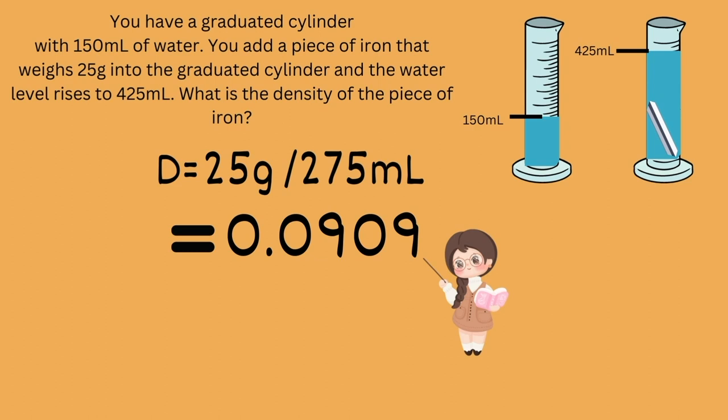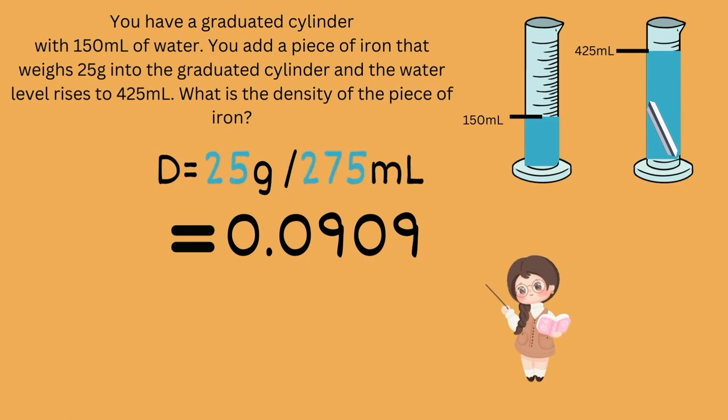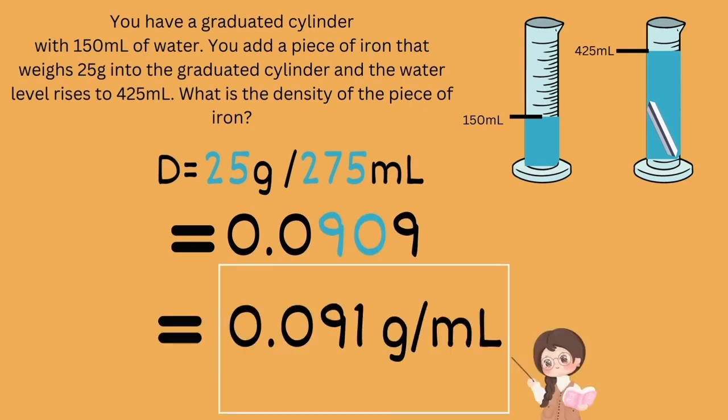How many significant figures will we have in our answer? We have 2 sig figs and we have 3 sig figs. So our answer will have 2 sig figs total, those being 9 and 0. But then we have to round the 0 to 1. So our answer is 0.091 grams over milliliter.